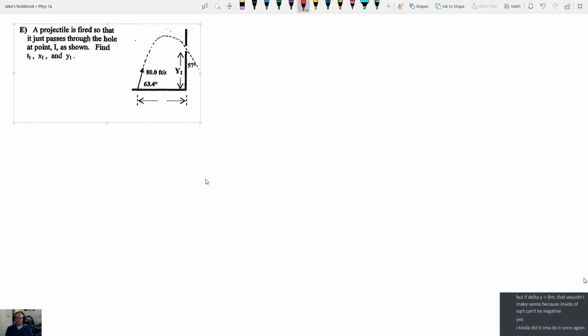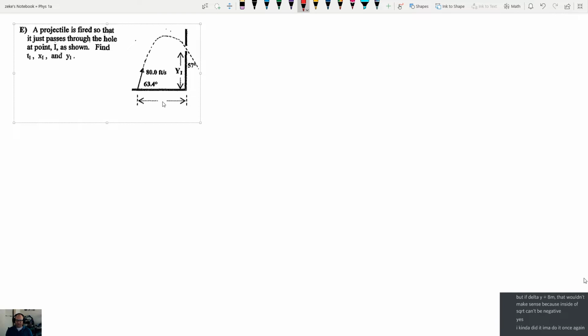Okay. So it says, a projectile is fired so that it just passes through the hole at point 1, as shown. So basically, you've got a projectile. It's fired at 80 feet per second at an angle of 63.4 degrees above the horizontal. It's launched so that it goes up like this, and it basically just exactly passes through this hole. And when it passes through the hole, it's going to make an angle of 57 degrees with this wall right here. Okay?